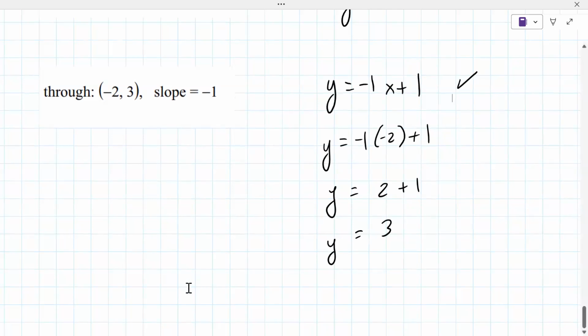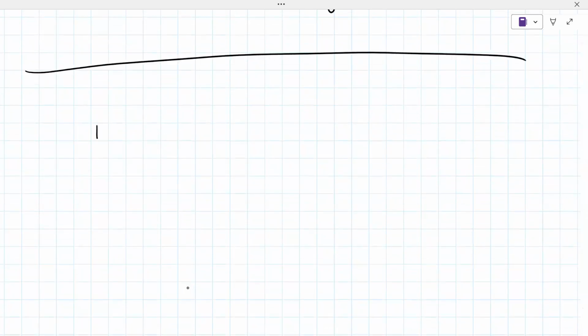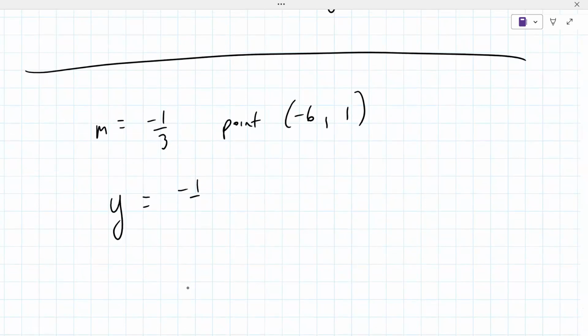All right. So how's your comfort level with fractions? If I tell you the slope is negative 1/3 and it goes through the point negative 6 comma 1, and you've got to write something like y equals negative 1/3 x plus b, 1 equals negative 1/3 times negative 6 plus b. Can you tell me what that becomes?